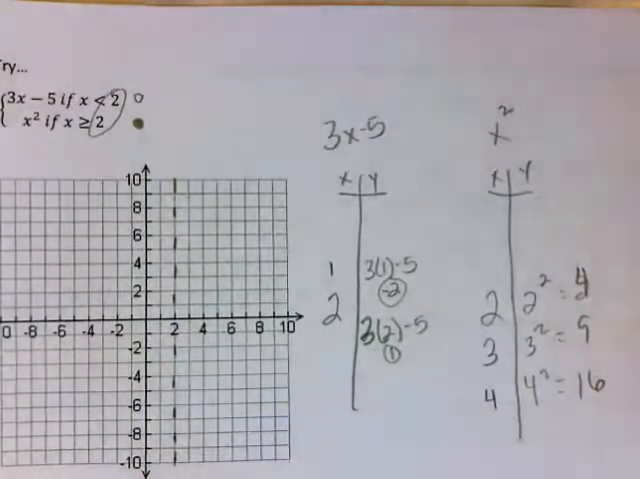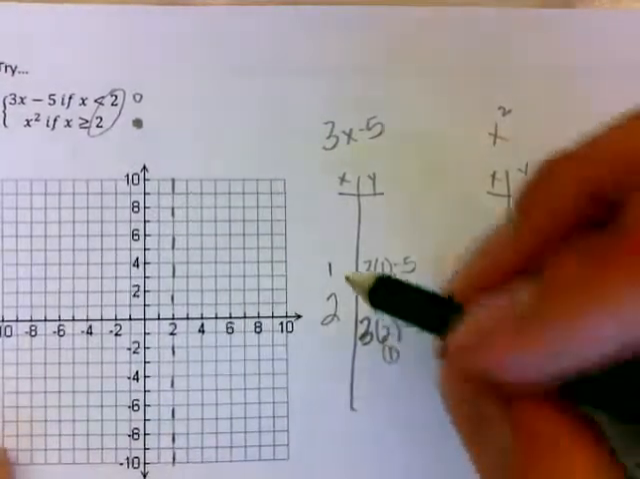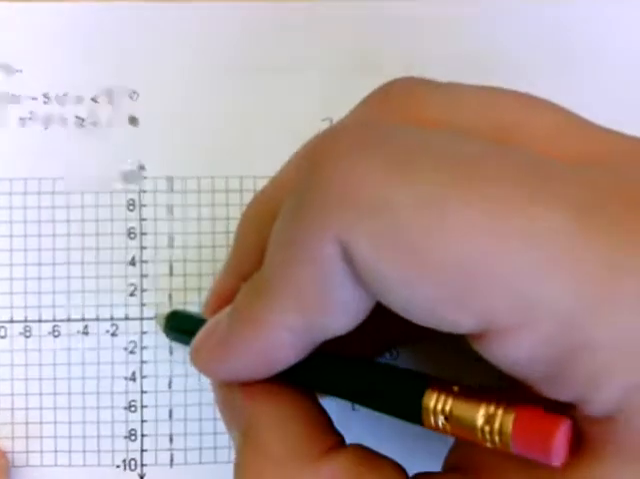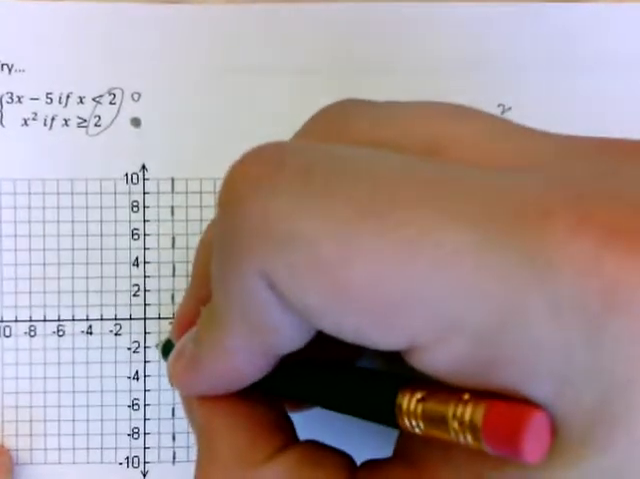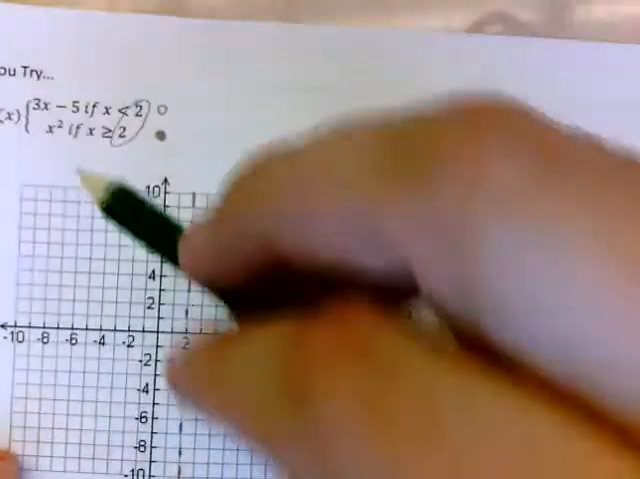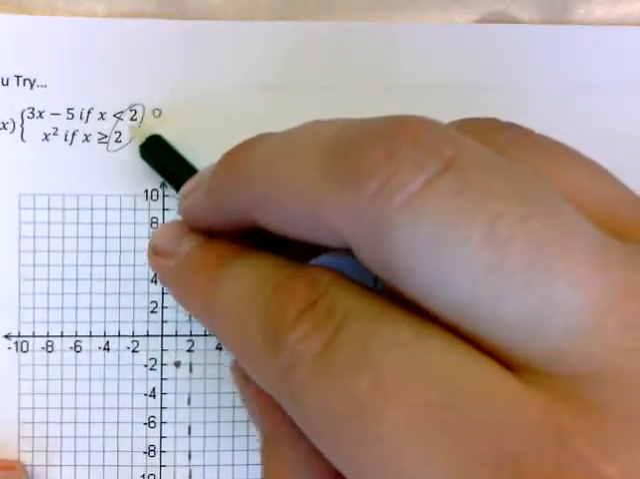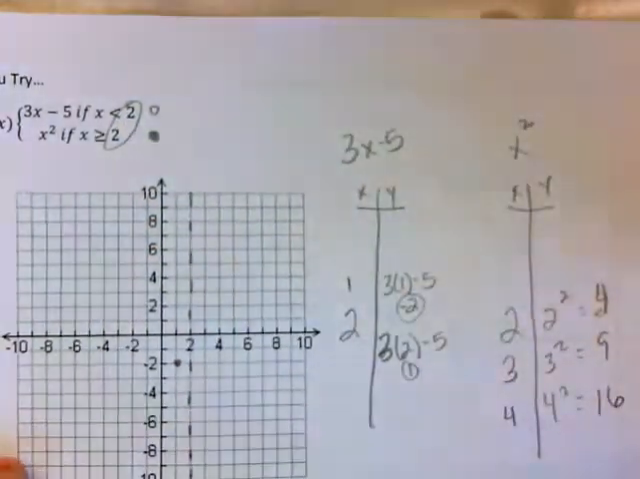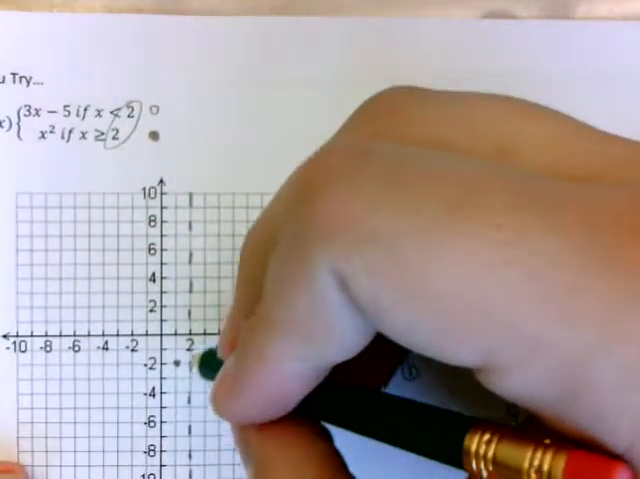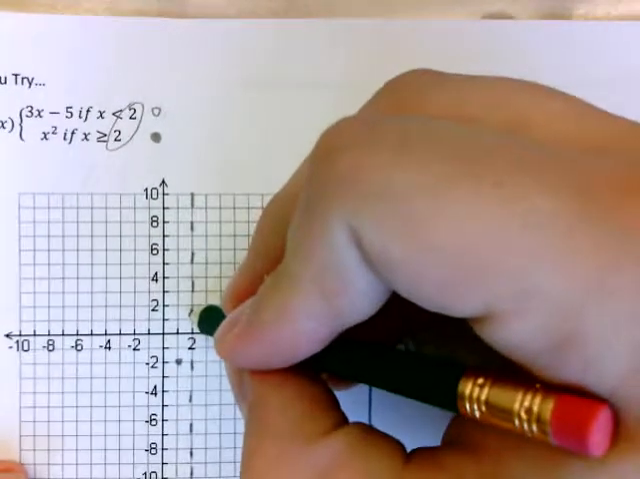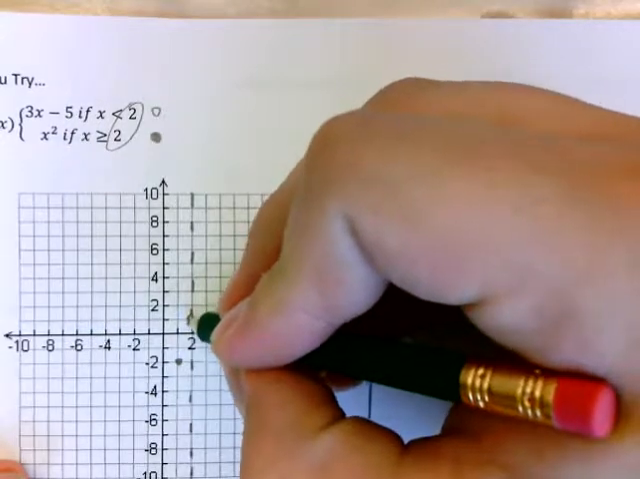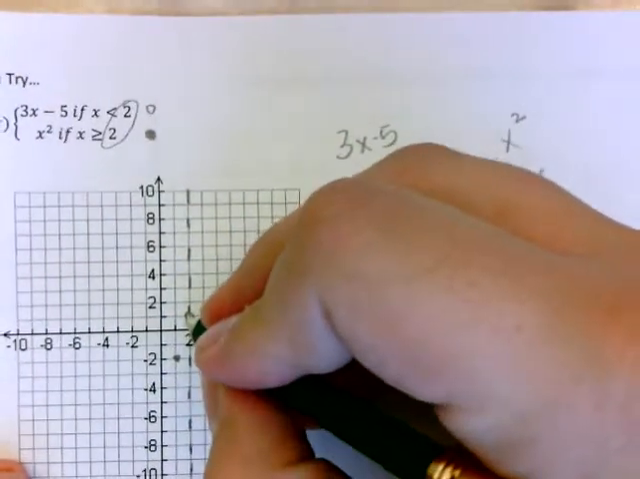Alright, so let's graph this. First point, 1, negative 2. So 1, negative 2. Okay. Remember, this is the open circled one. We're using the open circled one on x is less than 2. So 2, 1 is my next one. So 2, 1. Oh, it's going to be an open circle because this one has the open circle. Connect the two.